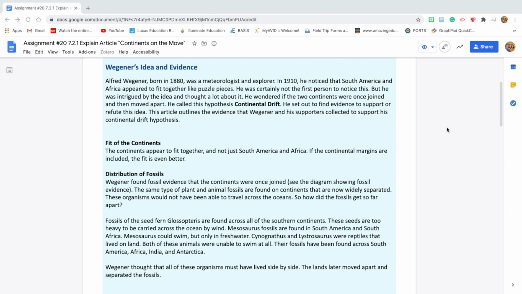He was certainly not the first person to notice this, but he was intrigued by the idea and thought a lot about it. He wondered if the two continents were once joined and then moved apart. He called this hypothesis continental drift. He set out to find evidence to support or refute this idea. This article outlines the evidence that Wegener and his supporters collected to support his continental drift hypothesis.